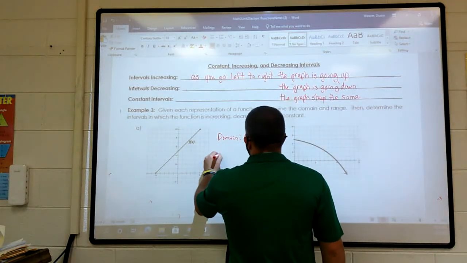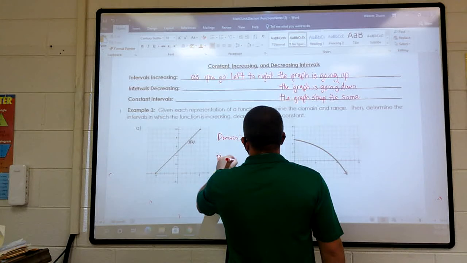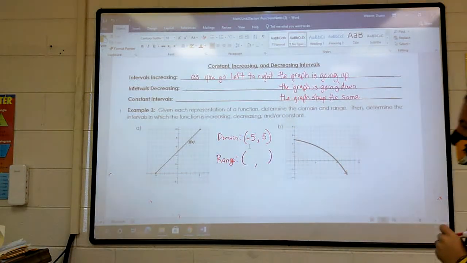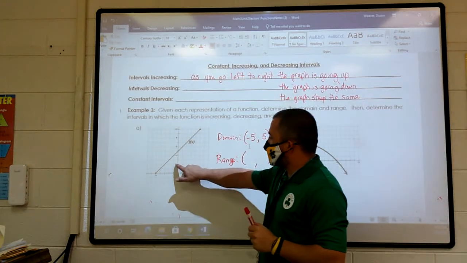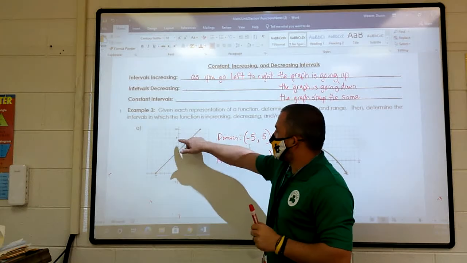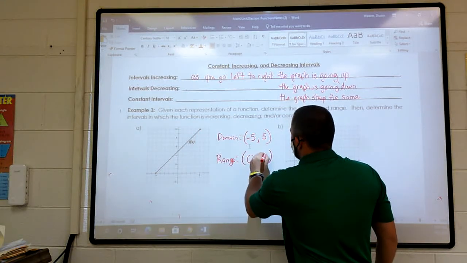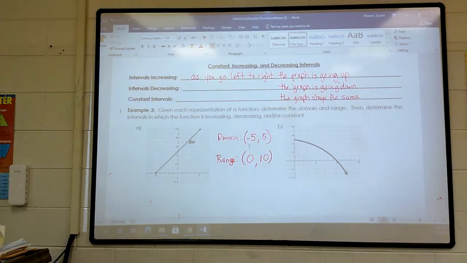Okay? Your range would be the lowest it goes to and the highest it goes to. So what's the lowest that it goes to? 0. So right here, we're at 0. And the highest it goes to is 10. So the range goes from 0 to 10. So we've got our domain and range for A.